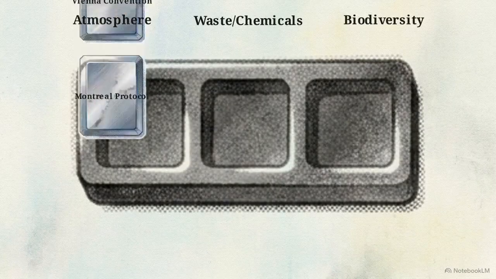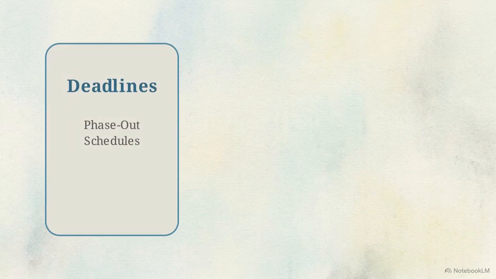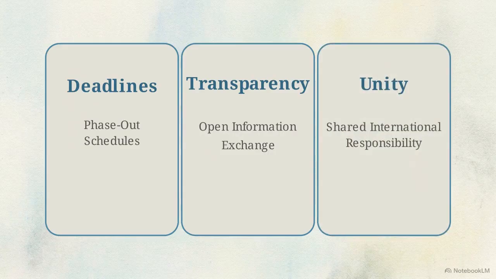These 9 treaties establish the fundamental architecture for international environmental governance. Operational success within this framework depends on strict compliance with phase-out schedules, open information exchange, and the commitment to shared international responsibility.